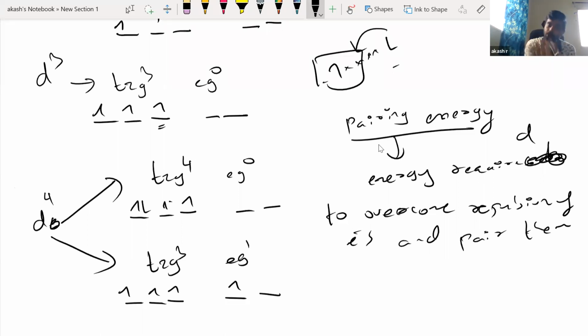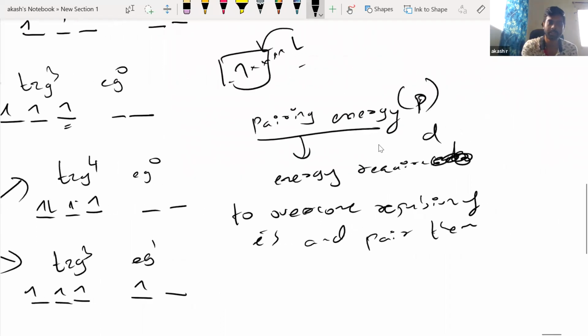In that pushing you're spending some energy, isn't it? You are pushing the electron against the repulsion. That energy is what is called our pairing energy. It is not a letter P, capital P we write for denoting this pairing energy. It's very easy to understand: the energy required to overcome the repulsion of electrons and pair them is what is called the pairing energy.